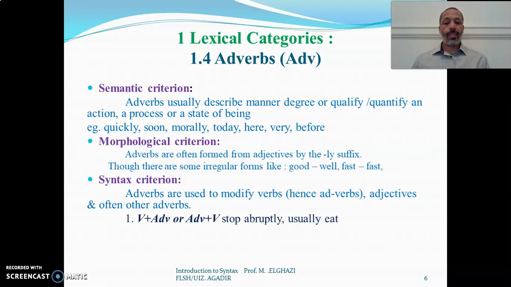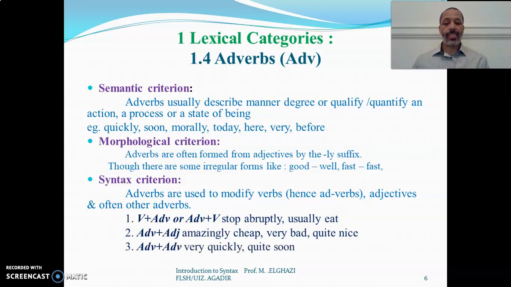So an adverb can occur after the verb as it can occur before the verb. Stop abruptly, usually eat, as examples. Sometimes also adverbs, as we have seen, occur before the adjectives. Amazingly cheap, very bad, quite nice. Adverbs can modify adverbs, as we have seen, very quickly, quite soon.